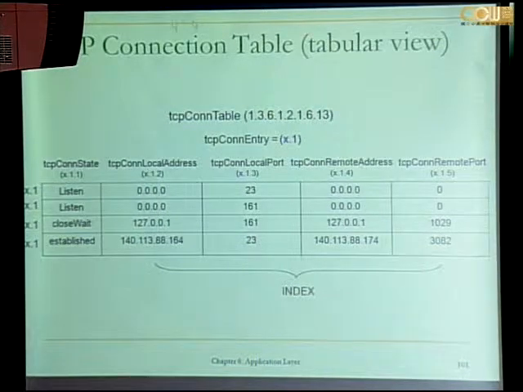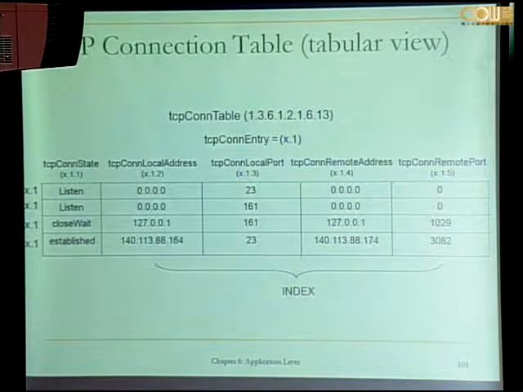This is the identifier. And now you've got 4 entries, meaning 4 connections. And these are the connection states of these 4 connections. And then the socket pair here. And these 4 fields are used as index into the TCP connection table. Okay, so this is one TCP object.